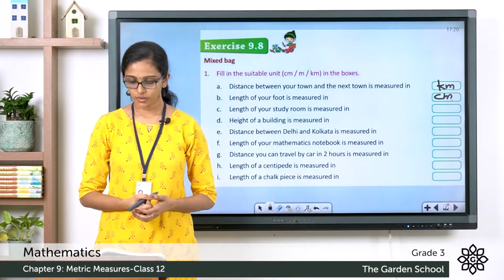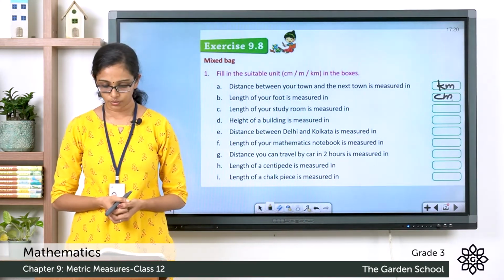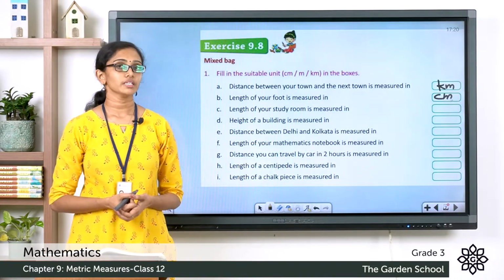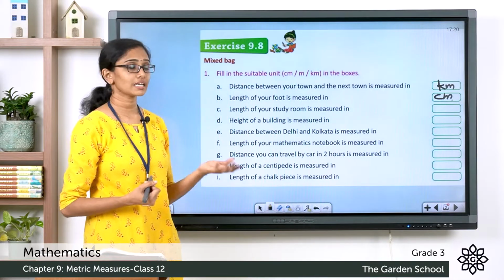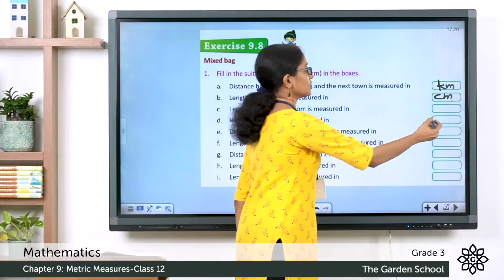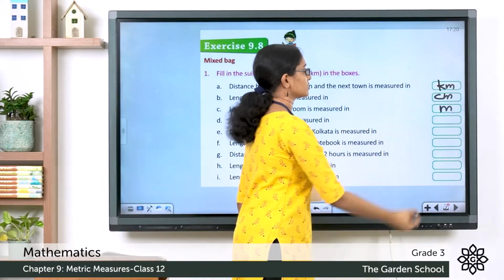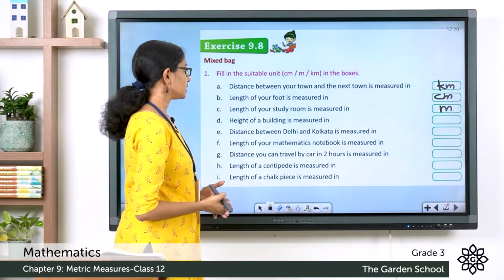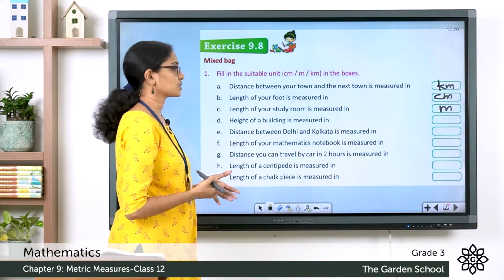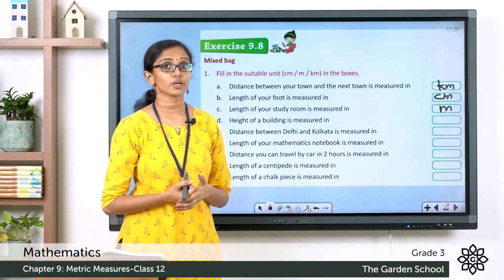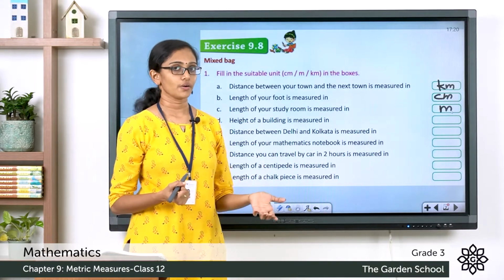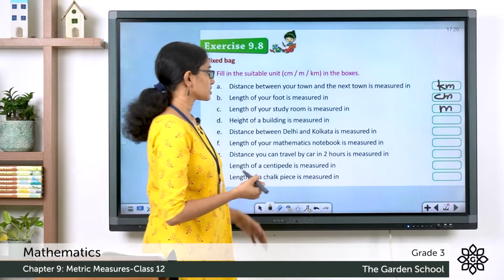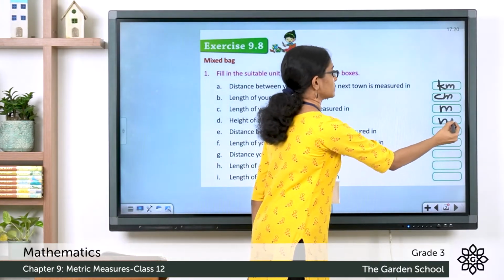Now what about the next one? Length of your study room. How can it be measured? Length of the room or your study room can be measured in terms of meters. So you can write meters here. Now the next one, height of a building is measured in. How can we measure the height of a building? In centimeters? No. In kilometers? No. So here the possible answer is meters.